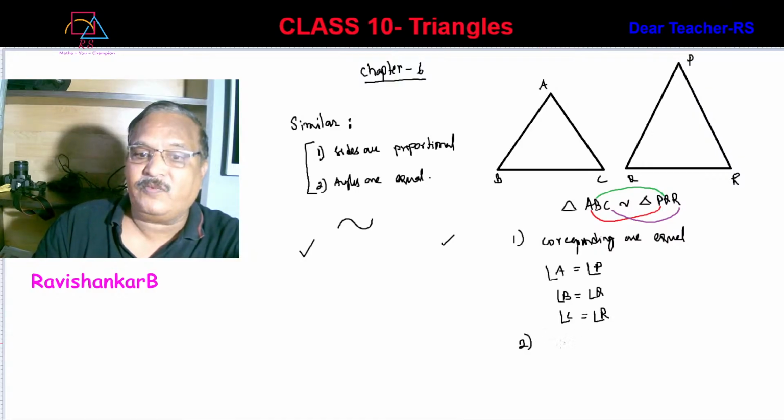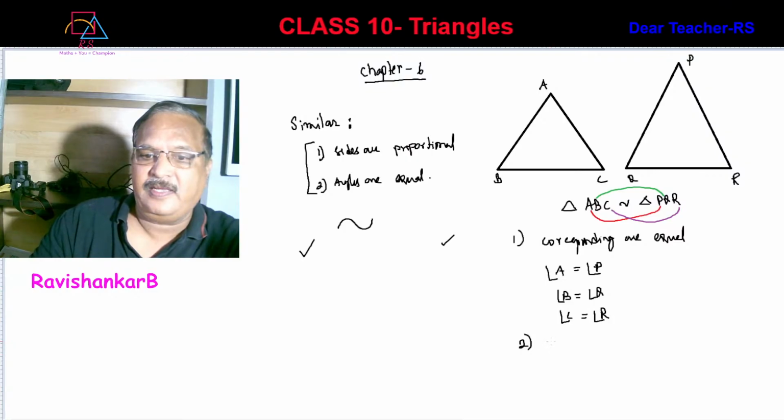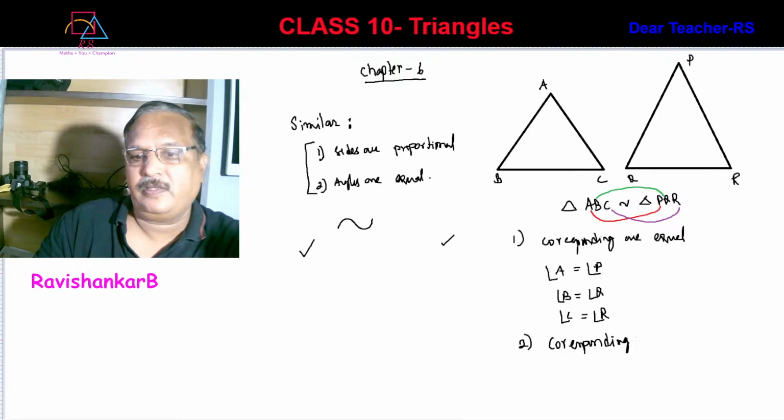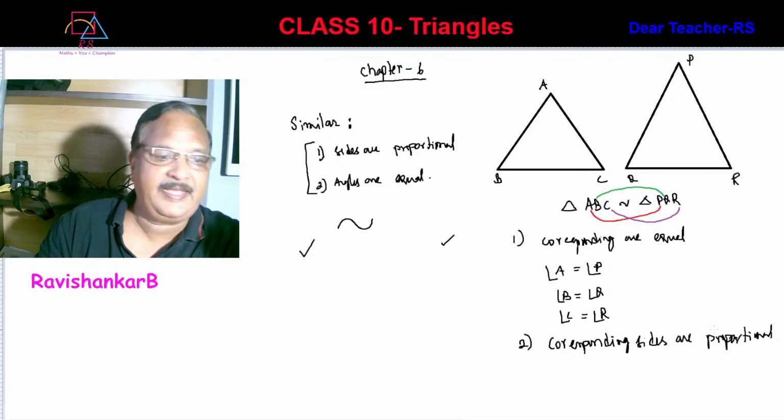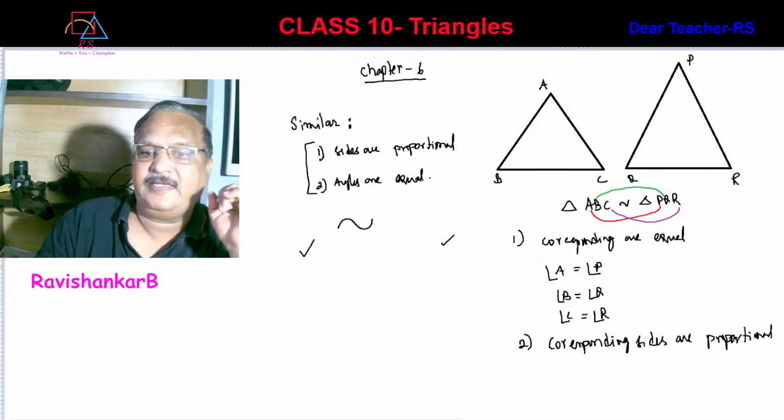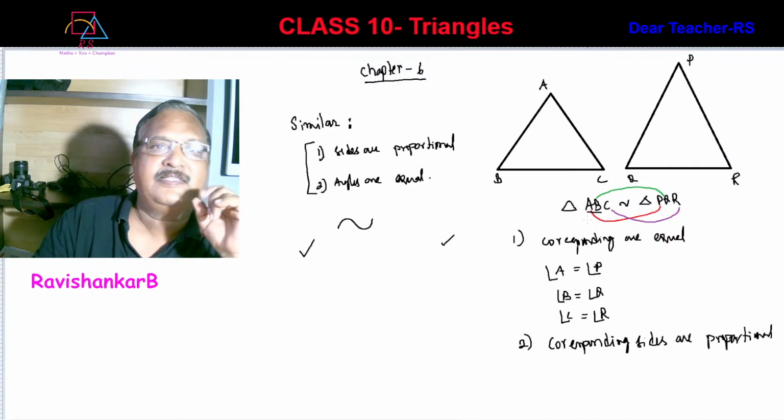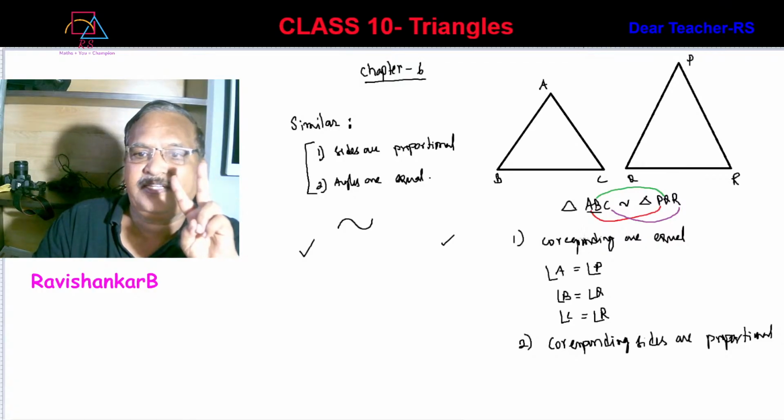Then what is the second property? Corresponding sides are proportional. Just like that, don't take corresponding casually. You have to be very careful about the word corresponding. So what is the corresponding side? So here AB is one side. A side will be represented with two letters. AB is one side. Corresponding side is PQ.